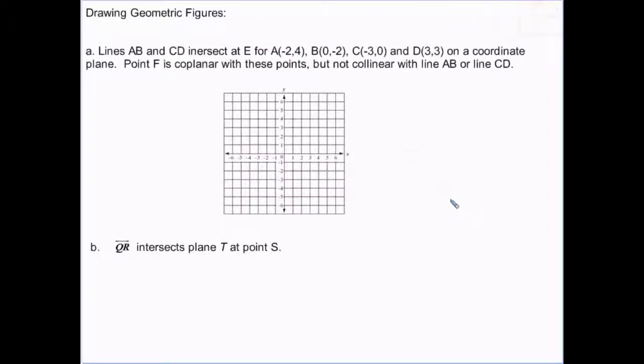Okay, lines AB and CD intersect at E. A is (-2, 4), B is (0, -2), C is (-3, 0), and D is (3, 3) on a coordinate plane. Point F is coplanar with these points, but not collinear. So we want to draw that. Okay, so the first thing we do is we plot our points. A is (-2, 4). If you want some graph paper, I have some on the cubbies over there. B is (0, -2). C is (-3, 0). And D is (3, 3). And we want to label those.